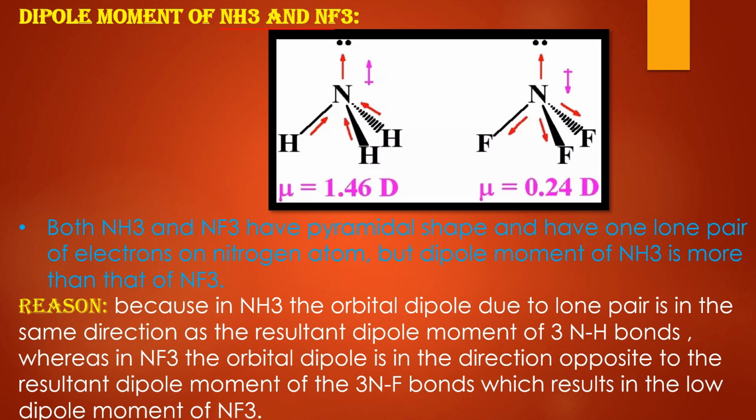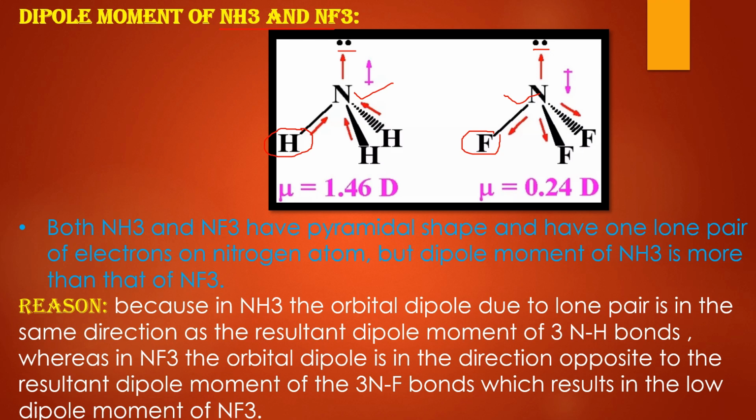The central atom in both is the nitrogen atom. There is one lone pair on nitrogen in both. There are 3 bonds: hydrogen is attached with 3 bonds in one, and fluorine is attached with 3 bonds to nitrogen in the other. So this is the only difference. Now this hetero atom attached to the nitrogen makes the difference in the dipole moment also.